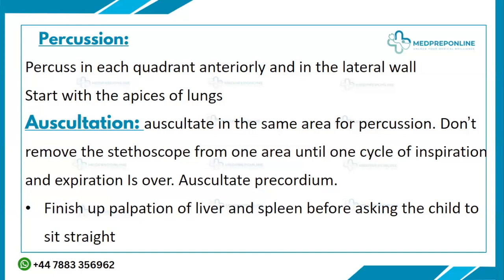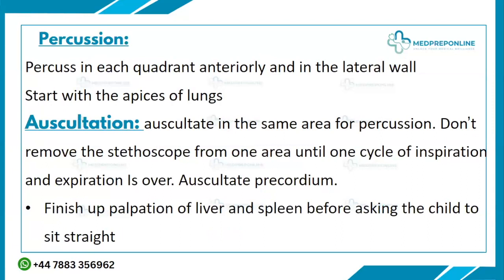So it is important that in each quadrant, you listen to the inspiration and the expiration, then move to the opposite side, then move down and to the opposite side. But in each auscultation, don't pick the stethoscope up before you hear the whole inspiration and expiration cycle. Only then will you be able to tell if it is bronchial breathing, where the inspiration cycle is short and the expiration is long. How will you be able to tell?